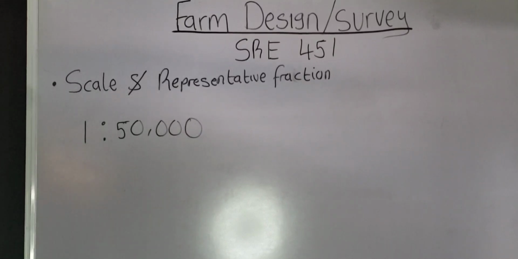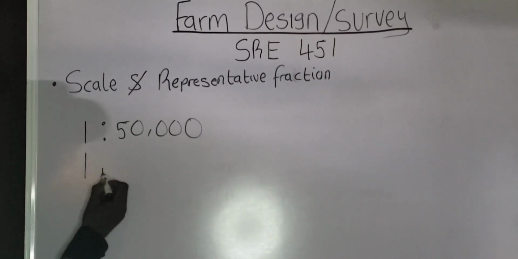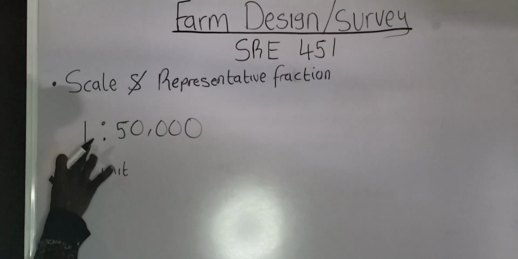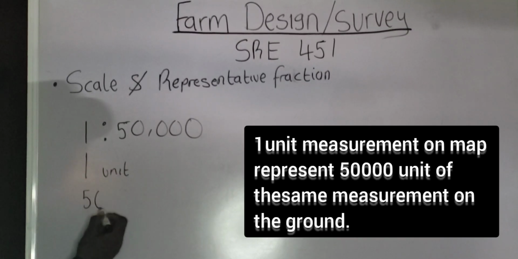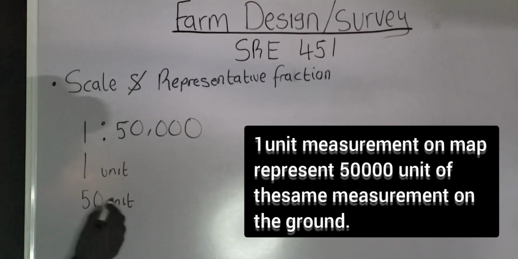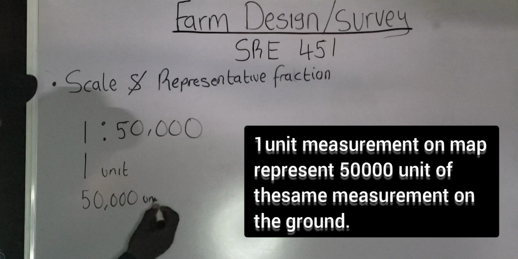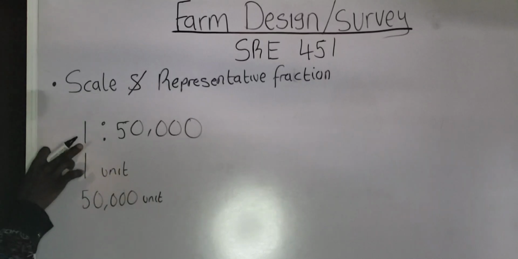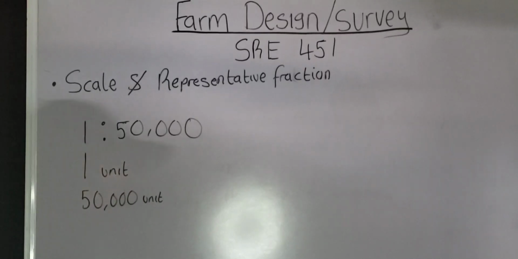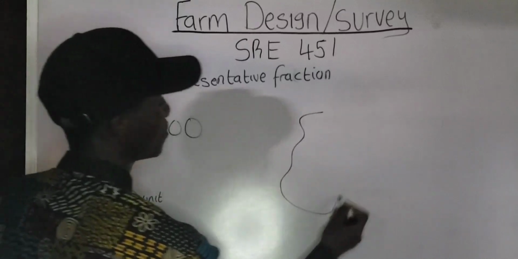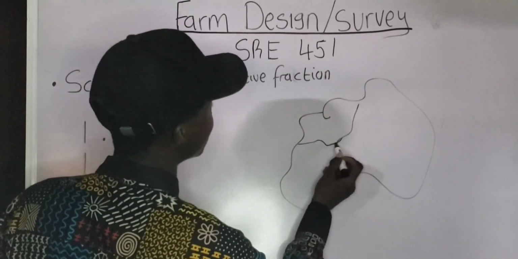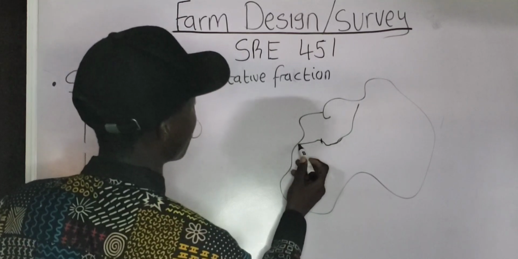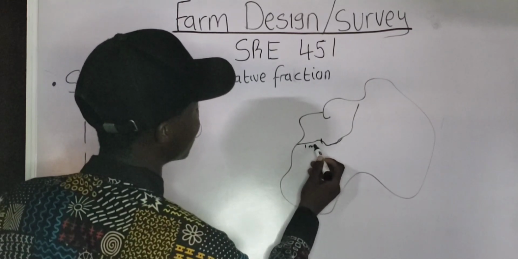The meaning of this scale is that one unit measurement on the map represents 50,000 units of the same measurement on the ground. Do you understand? Oh, 50,000, not 50. 50,000. That is one unit measurement on the map. Our map can look like this. You understand? If from this point to this point is maybe 1 meter. You understand?